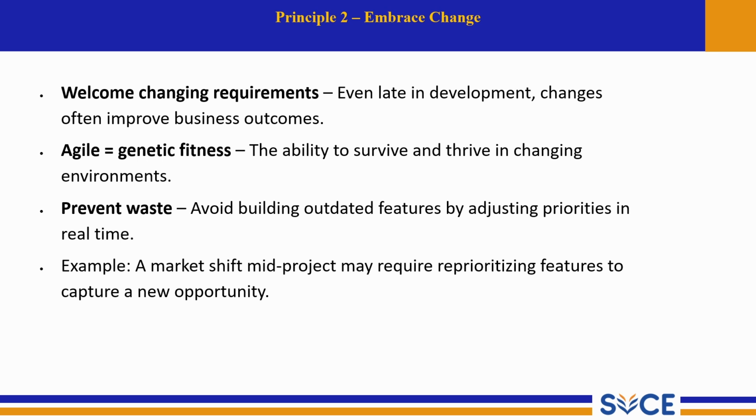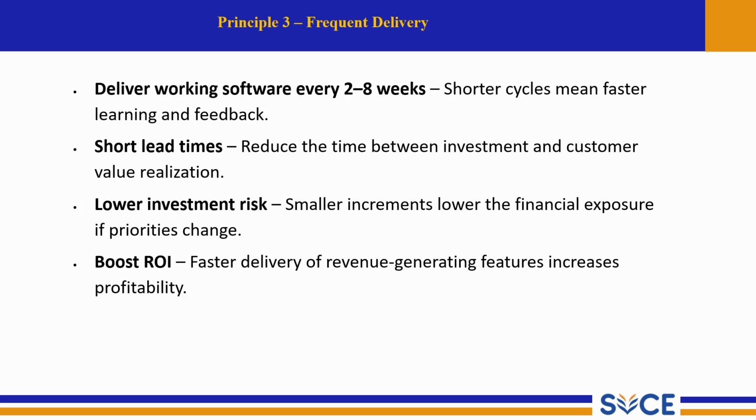Now we will move into the next one, principle 3, that is frequent delivery: deliver working software every 2 to 8 weeks. Agile teams deliver working software in short cycles, usually between 2 to 8 weeks, known as sprints or iterations. Instead of waiting months to show progress, Agile provides quick results. These frequent deliveries allow the customers to see the product early and give feedback, which reduces mistakes and ensures development is on the right track.